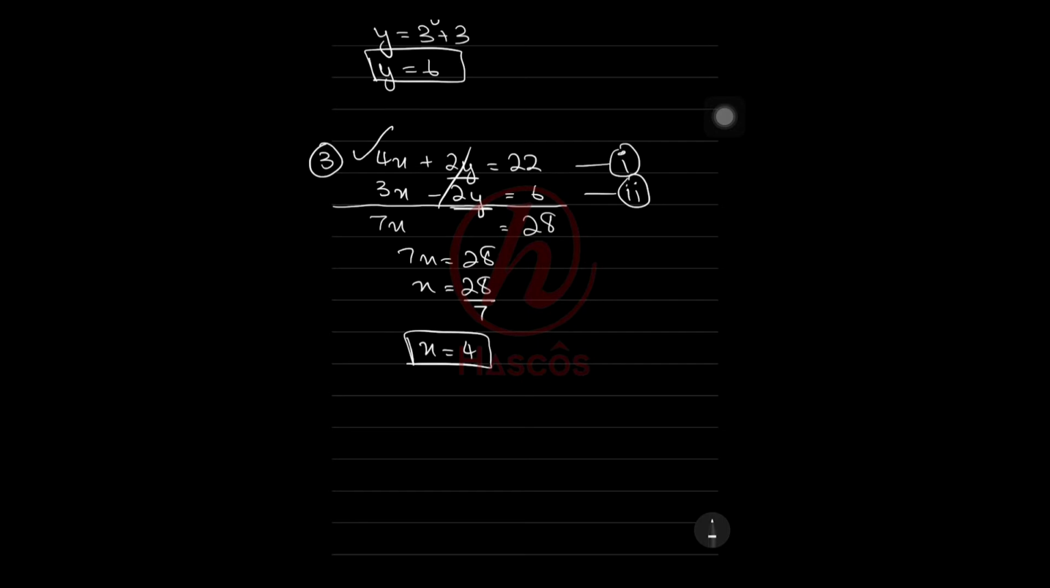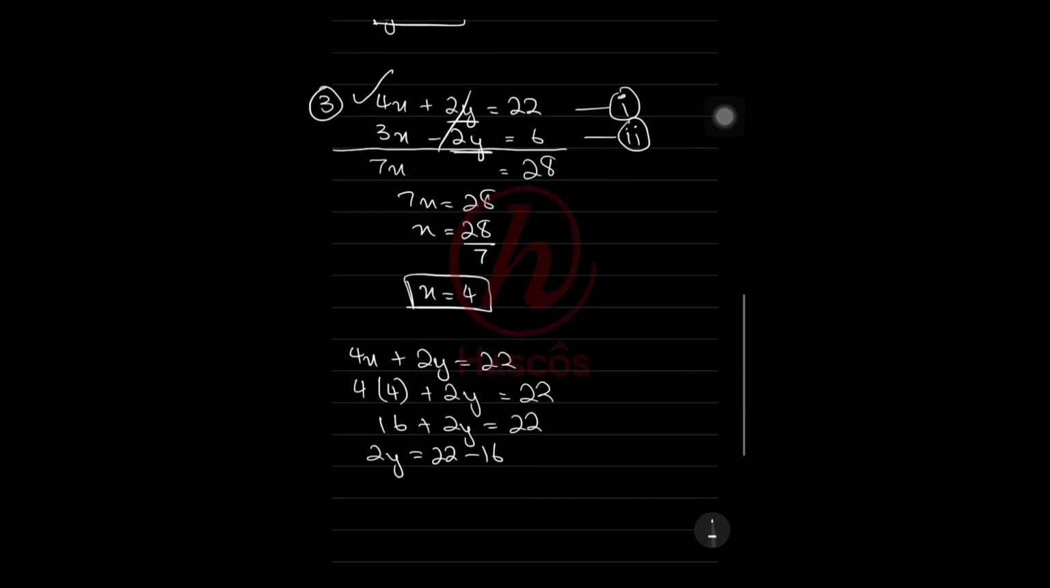We take the first equation, which is 4x plus 2y equals 22, and instead of x we're going to plug in 4. So 4 bracket 4 plus 2y equals 22. It's going to be 16 plus 2y equals 22, and we have 2y equals 22 minus 16. 2y equals 6, y equals 6 upon 2, and y equals 3. So when the value of x is 4, the value of y is 3.